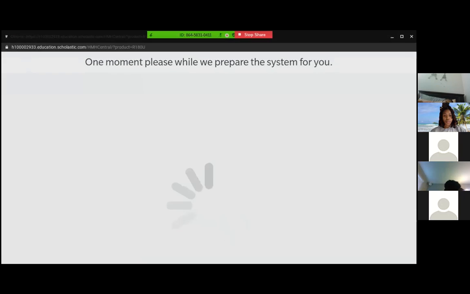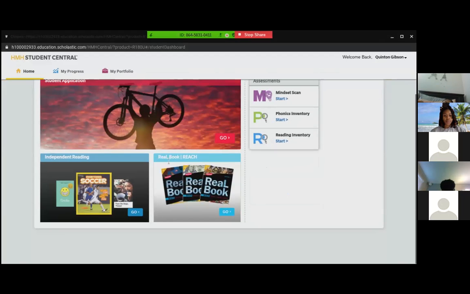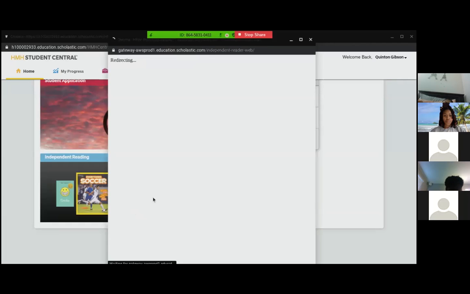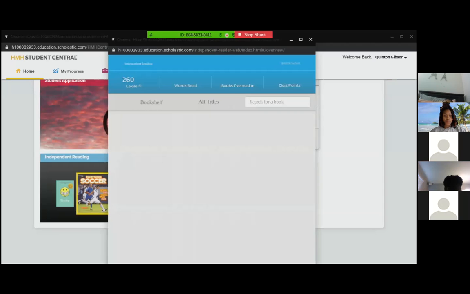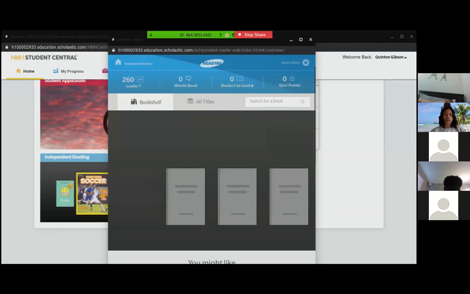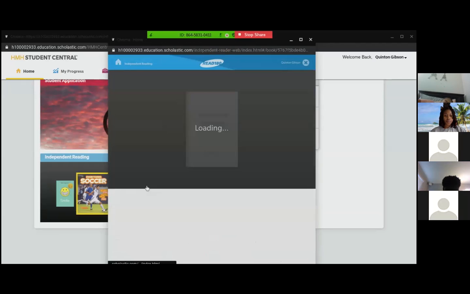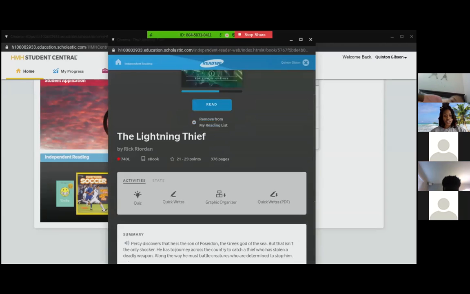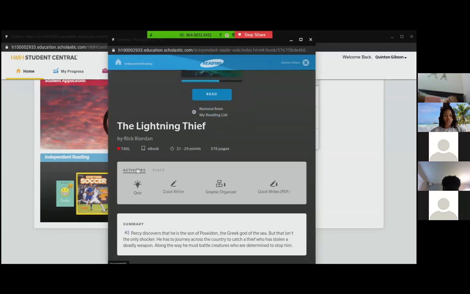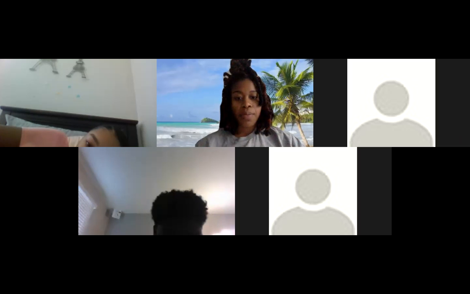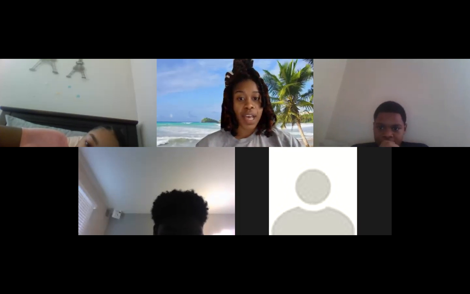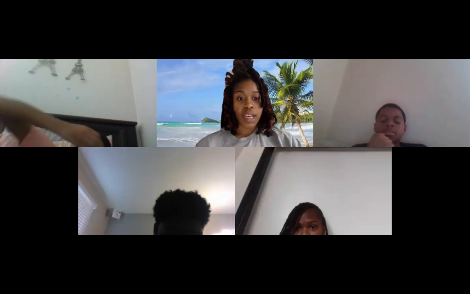All right, go ahead and click that Read 180. Scroll down to independent reading. Hit go. So which book are you reading? Oh, Percy Jackson. So you see those dots with the circle? Click that, hit more options. And then there's the quiz. Okay, so when you finish reading it, you're going to take the quiz. All right, is everybody clear on where the quizzes are, how to find it, what your task is right now?